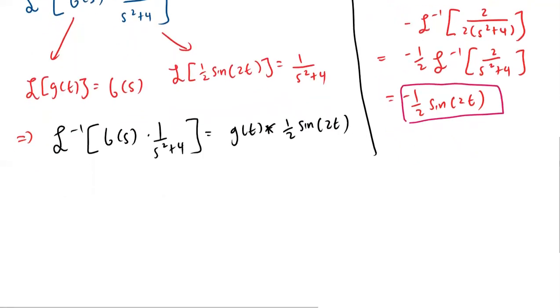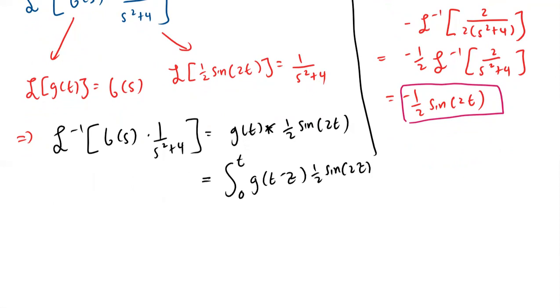And again, we can write this as an integral. Doesn't matter where you put the t minus tau. Let's just write this as the integral from 0 to t of, so let's put it inside the g. So g of t minus tau times 1/2 sine of 2 tau d tau. So what's the final answer?